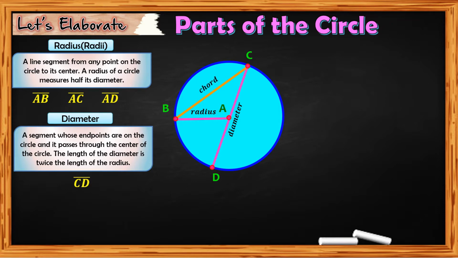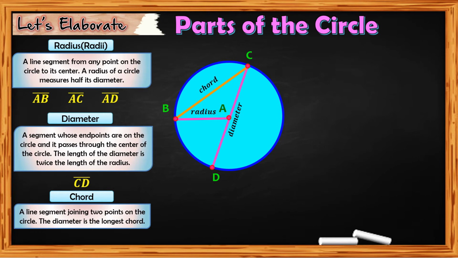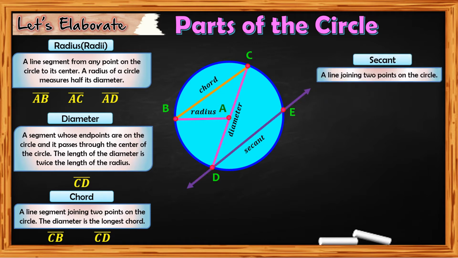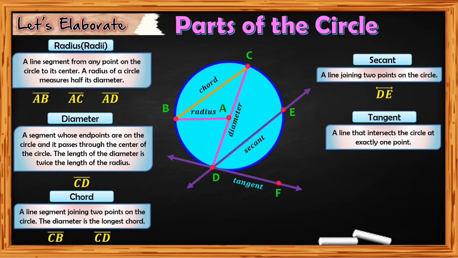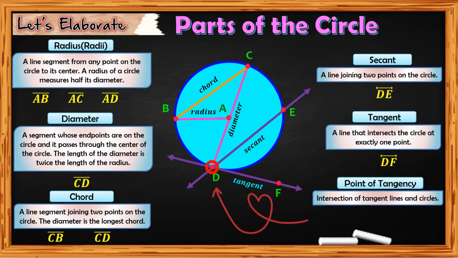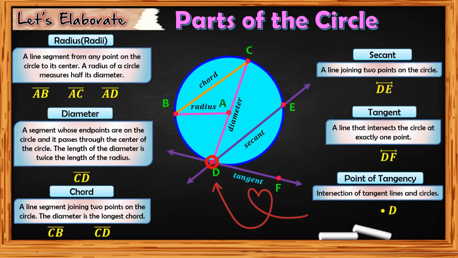Next, we have the chord. Chord is a line segment joining 2 points on the circle. The diameter is the longest chord, so we have line segment CB and line segment CD, which is the diameter. Next, we have the secant. Secant is a line joining 2 points on the circle, so we have line DE. Next, we have tangent. Tangent is a line that intersects the circle at exactly 1 point, so we have line DF. And for the last, we have the point of tangency. That is the intersection of the tangent lines and circles. So we have point D.